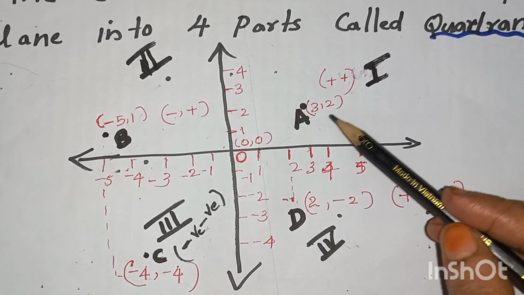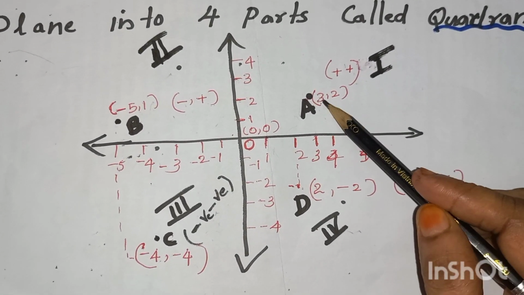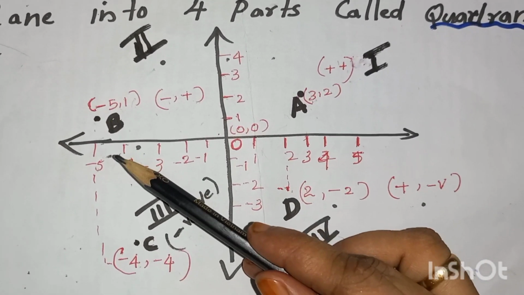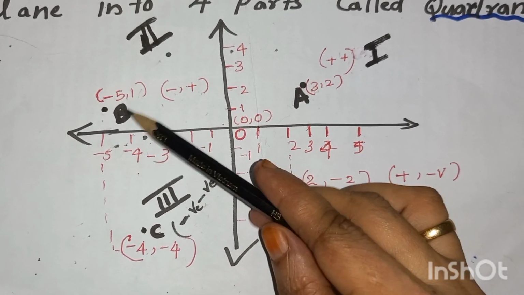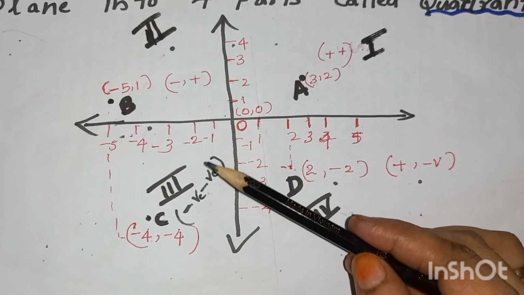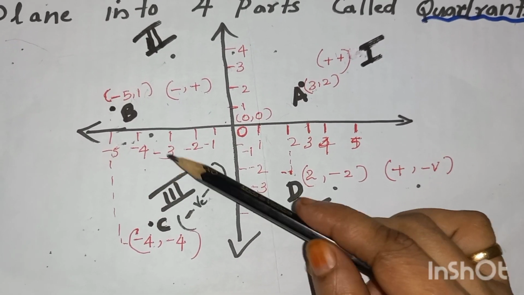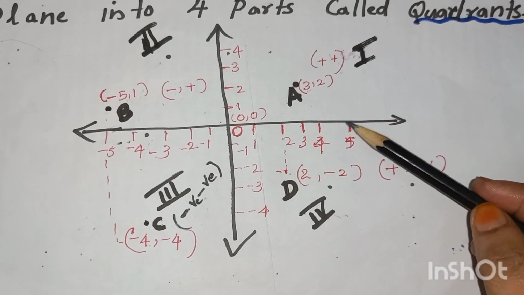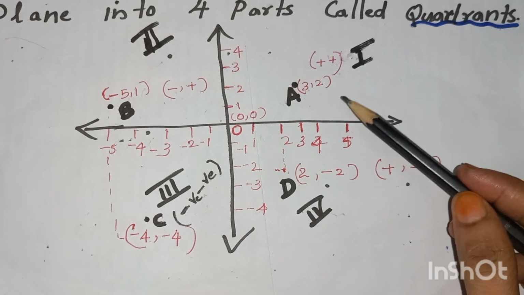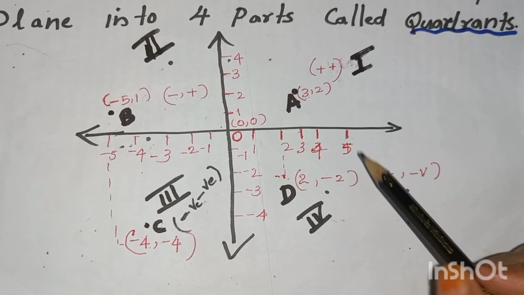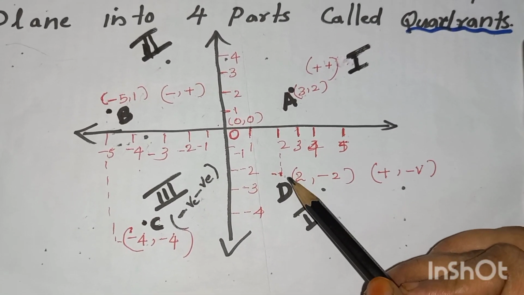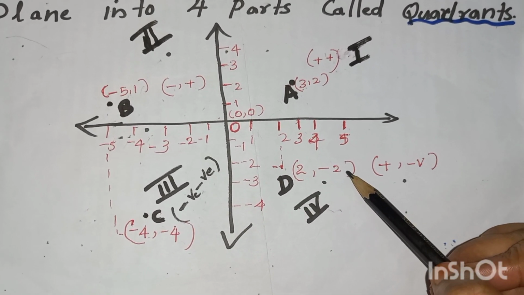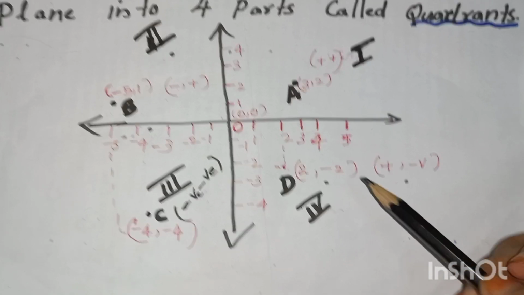Look at this example. The point (3, 2): both are positive. The other one, (-5, 1). Then this one, (-4, -4): both are negative. And in the fourth quadrant, (2, -2): 2 is positive and y is negative. Is it clear for you?